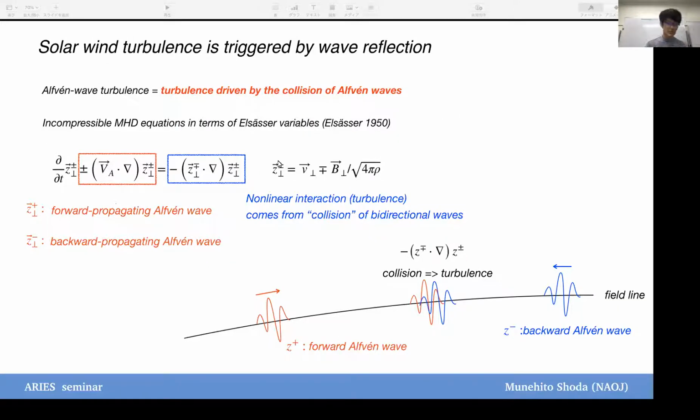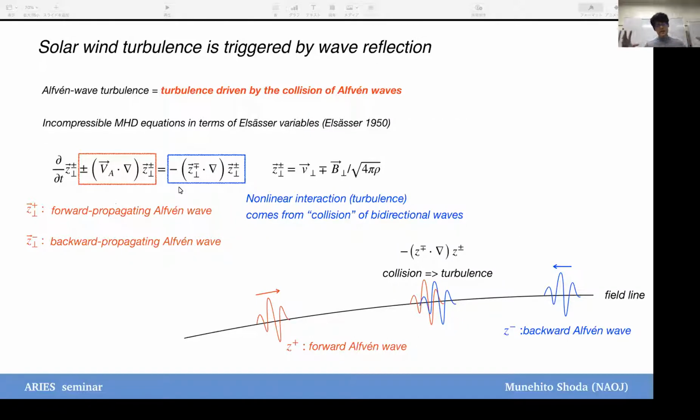the backward propagating wave. So if you only have the forward propagating wave, so if z minus is always 0, then whatever the amplitude of the forward propagating Alfvén wave is, as long as z minus is 0, the nonlinear interaction term is 0. So in order to trigger the turbulence by Alfvén waves, the amplitude is of course important, but what is essentially important is the presence of the bidirectional Alfvén waves. So this is the second topic.